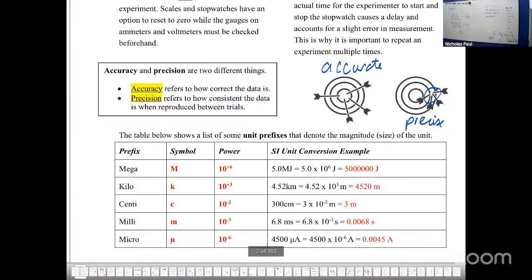Actually, you know what? In case you'll never read this again, never open this handout, just write down in your own words what is accurate and what's precise. Just in case you never read it again.